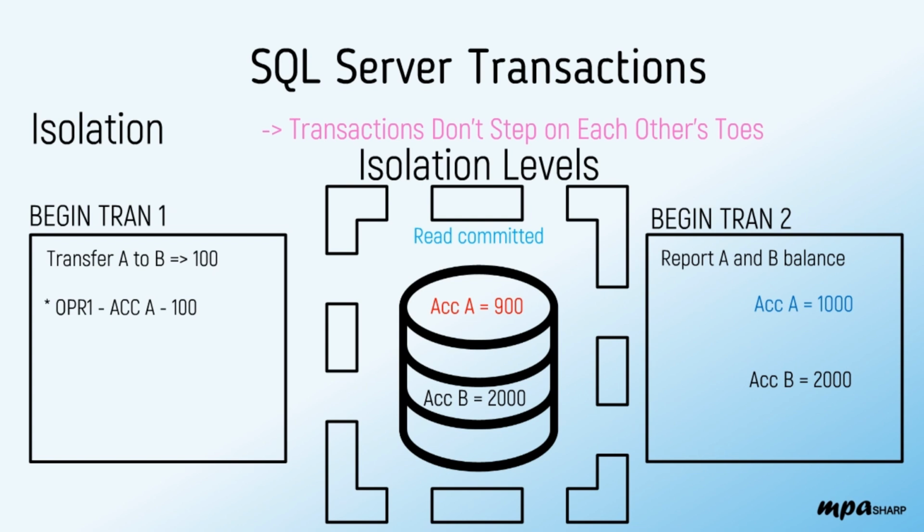Transaction 2 will likely see the balances as they were before transaction 1 started, or it might have to wait until transaction 1 is fully committed before reading. This ensures transaction 2 gets a consistent view of the data even though it's running concurrently with a transaction that is modifying the same data.